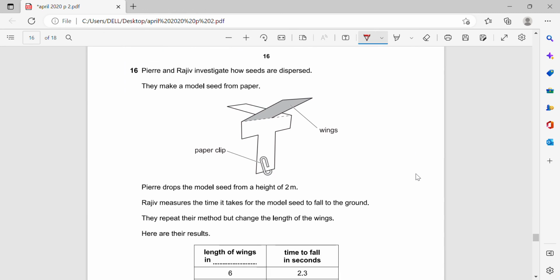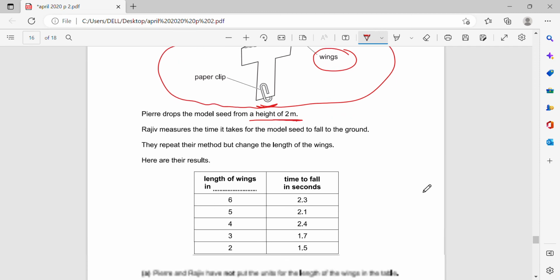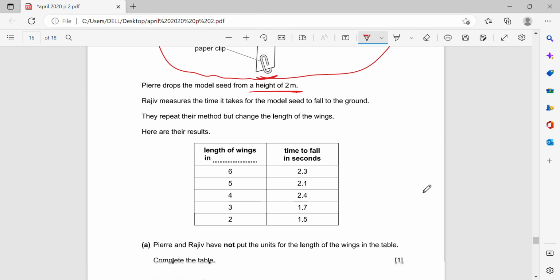Question 16. Pierre and Rajiv investigate how seeds are dispersed. Again, a question about seed dispersal. They make a model seed from paper. They need to make an investigation. They took paper, made wings for it, and put a paper clip on it as a model of seed dispersal. Pierre drops the model seed from a height of 2 meters. Rajiv measures the time it takes for the model to fall to the ground. They repeat their method but change the length of the wings.